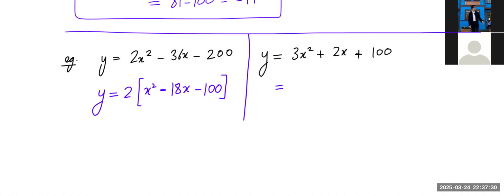In this scenario, for instance, you have to take the 3 out. But you can't divide 2 or 100 by 3, can you? It doesn't matter. You have to take it out anyway. 3x squared becomes x squared because 3x squared divided by 3 is x squared. 2x will become 2 over 3 x, and 100 will become 100 over 3. And as you can see, when you open this up, you're still going to get the same thing from before, because this is how factorization truly works.